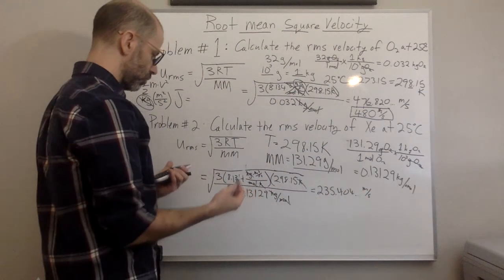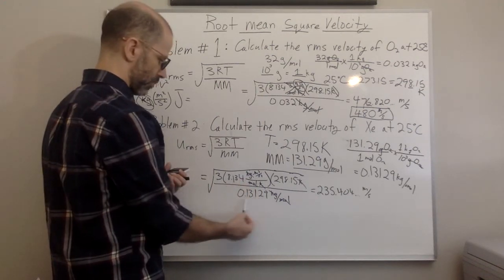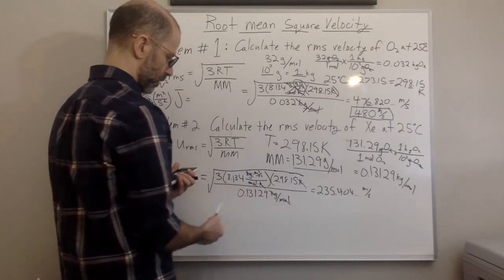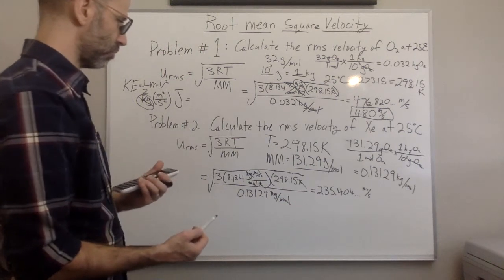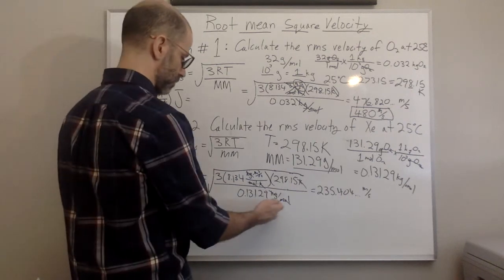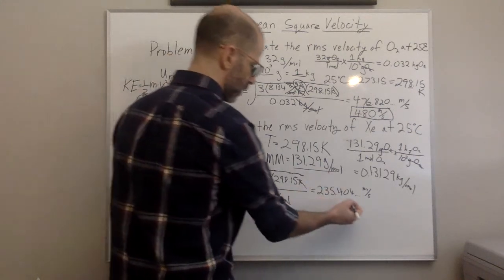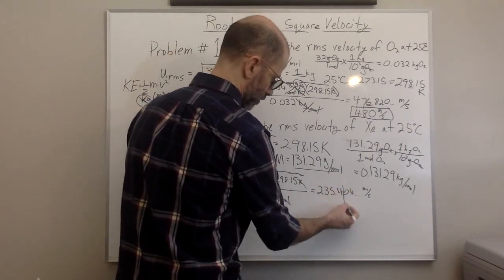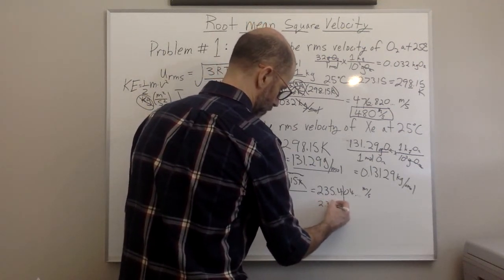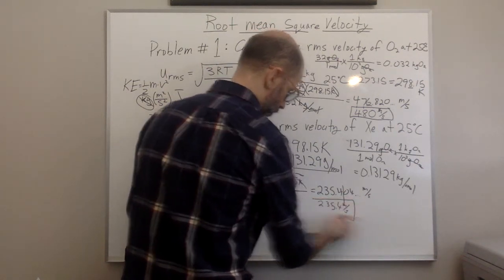And again, we're going to look at sig figs here. So for molar mass, we have 5 sig figs, we have 4 here, and we have 3 here. So in this case, we're going to have 4 sig figs. So then we have 1, 2, 3, 4. We chop it off there. So that means we're going to have 235.4 meters per second for the velocity.